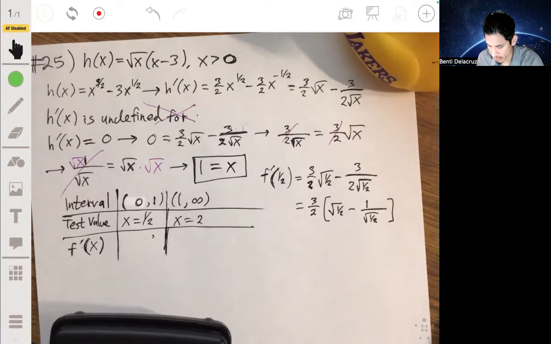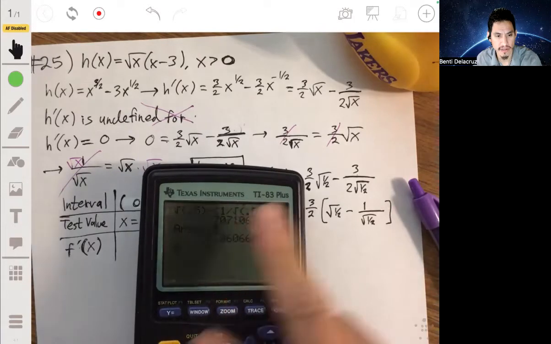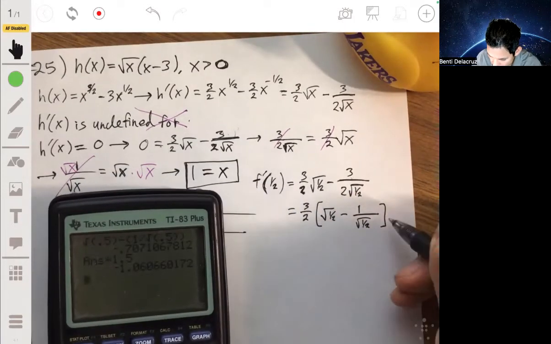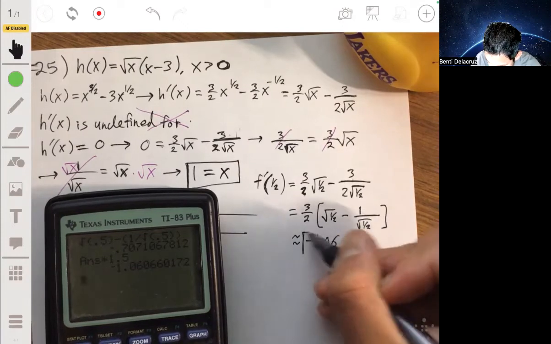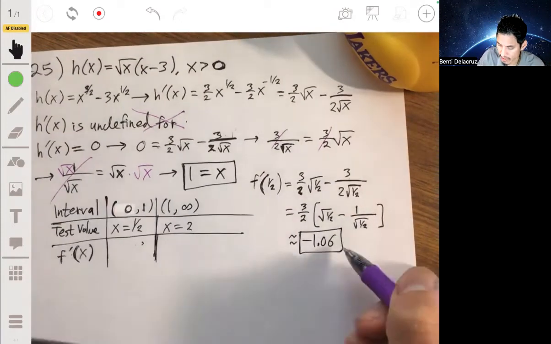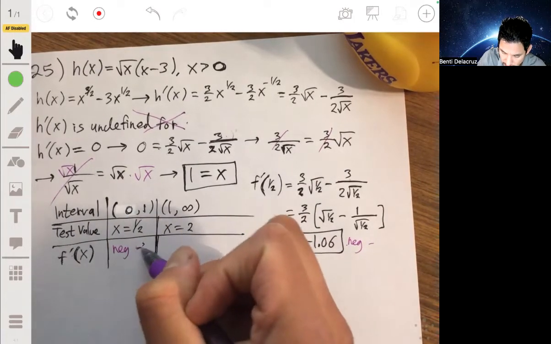Now let me grab my calculator. And again, don't worry too much about the exact value, just worry about the sign. I'm going to get that this will be about negative 1.06. What I care about is that this is negative. So I'm going to put the negative here. That's what I care about.